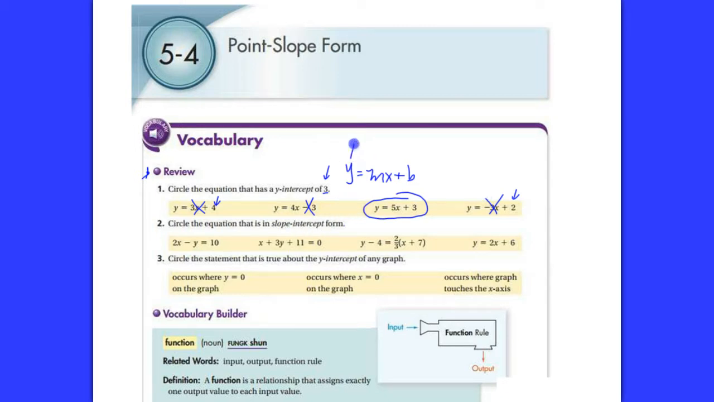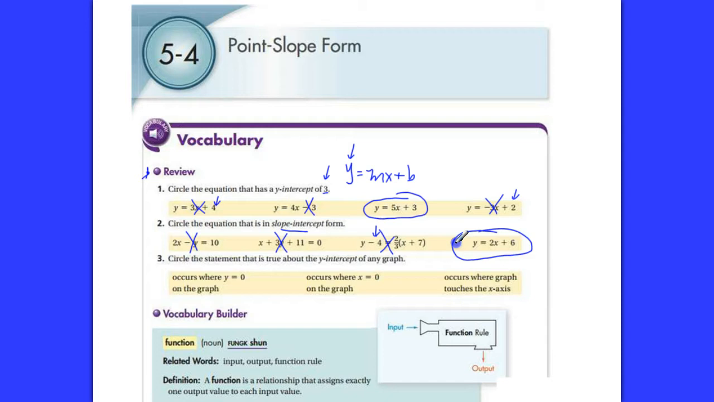And number 2 says, circle the equation in slope-intercept form. So here I'm looking for that y to be isolated all by itself. In the first one on the left, clearly not, as it has 2x minus y, as well as the second one that's got x plus 3y. This one is in a form you're supposed to recognize after today, called point-slope form, but it's got that minus 4, so that is not slope-intercept form. This is the only one in slope-intercept form, y equals 2x plus 6.